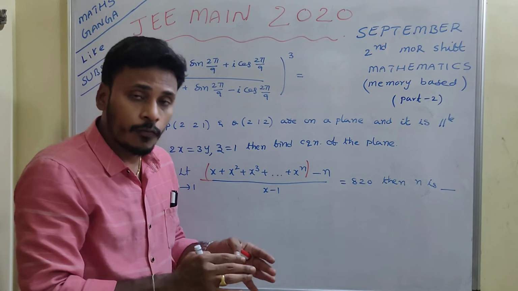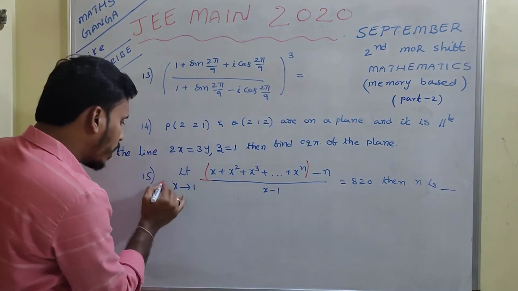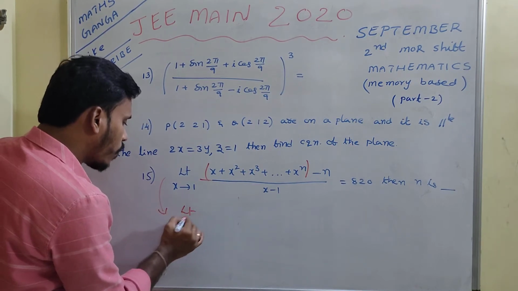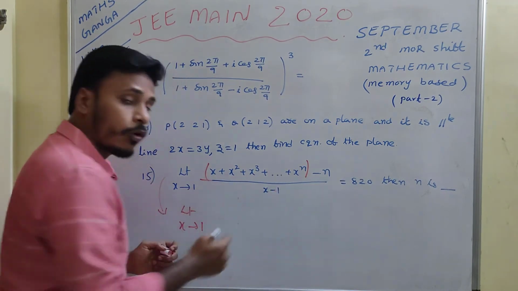Since it is an indeterminate form, we need to go with the L'Hospital rule. According to the L'Hospital rule, this is equivalent to the limit as x tends to 1 of the derivative of the numerator divided by the derivative of the denominator.